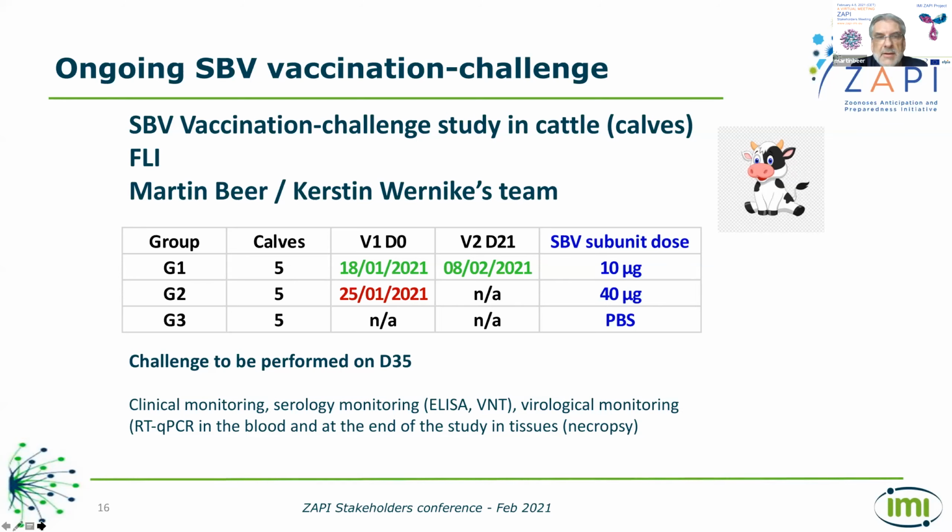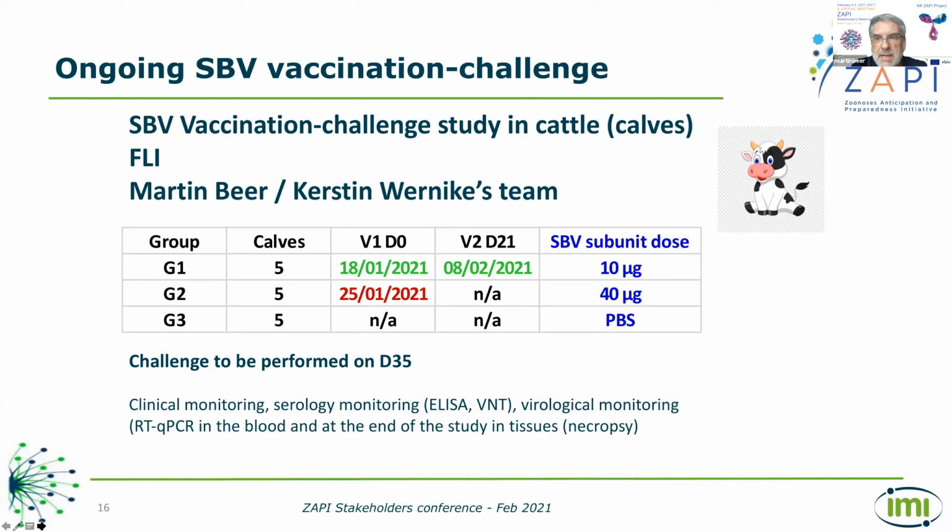So there was immunization 1 and then immunization 2 for one group. So we have a single immunization group, a double immunization group, and we have a SPV subunit dose, and it's 10 microgram for the double, 40 microgram for the single, and the PBS control group. The challenge will be performed at day 35.